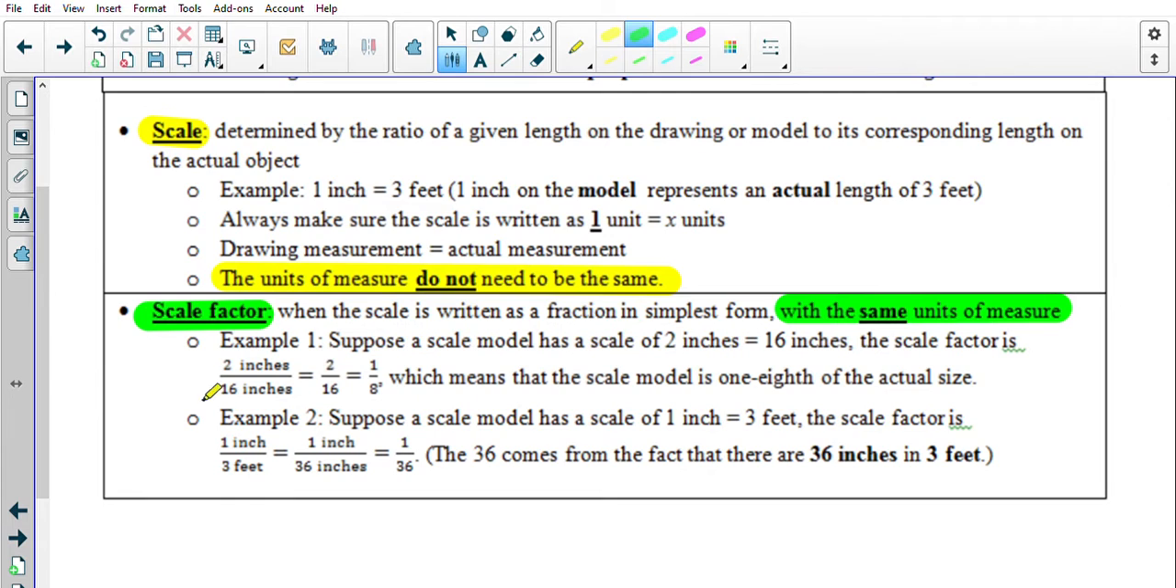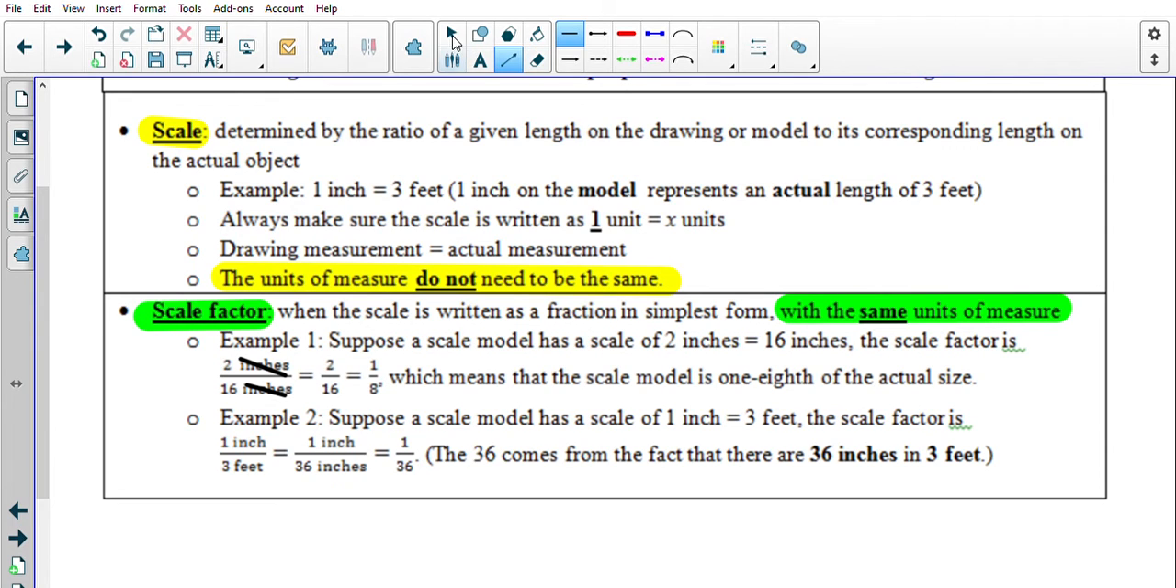So our first example, example 1, is pretty easy. Suppose a scale model has a scale of 2 inches equals 16 inches. This is where I said sometimes your scale might be written with 2 inches equals something. We could write it in terms of 1 inch as well. The scale factor, which will be a fraction, is the model 2 inches over the actual 16 inches. Because they have the same unit of measure that I can get rid of, we get 2/16, but we do want to reduce that to 1/8. This means that the scale model or drawing is 1/8 the actual size.